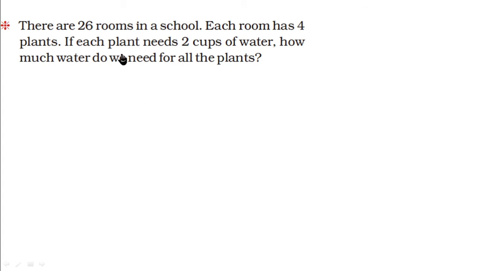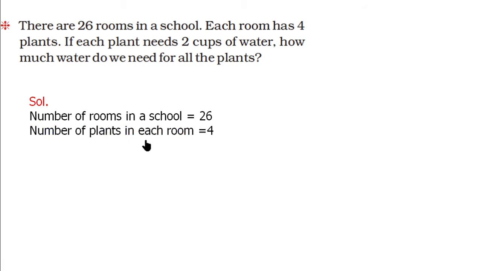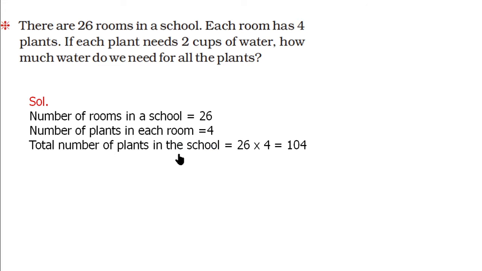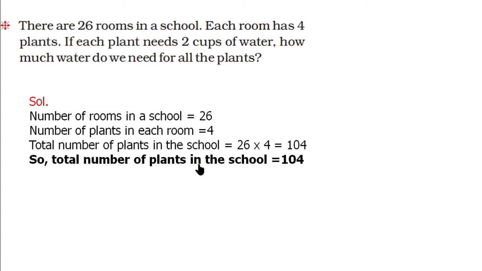There are 26 rooms in a school. Each room has 4 plants. If each plant needs 2 cups of water, how much water do we need for all plants? Solution is, number of rooms in a school is 26. Number of plants in each room is 4. So total number of plants in the school is 26 into 4, that is 104 plants.